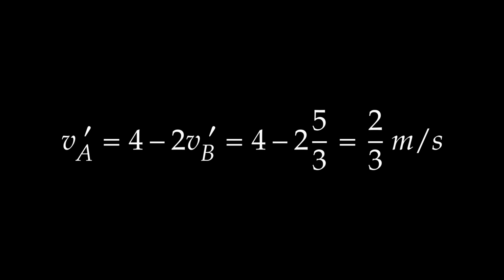I could get a negative answer, but in this case, VA slows from 2 meters per second down to 2/3, and I like these answers. VA prime is 2/3 of a meter per second. VB prime is 5/3 of a meter per second. And so I found the velocities after this elastic collision by appreciating the fact that I can write the law of conservation of momentum, conservation of energy, and then a little bit of algebra and arithmetic, and out come the answers.